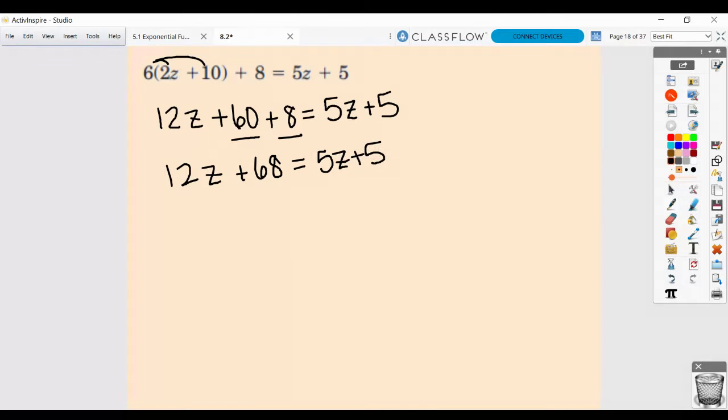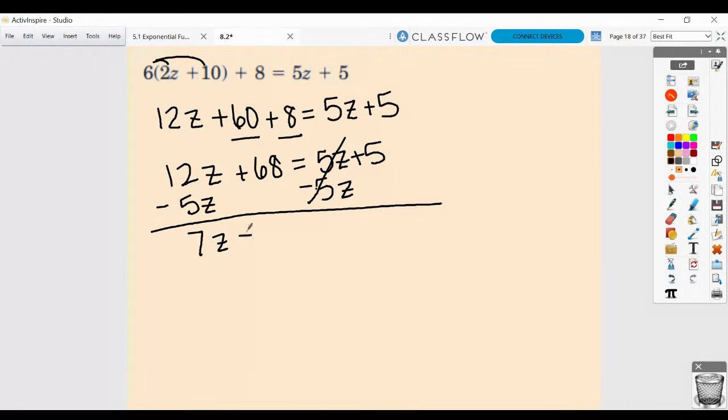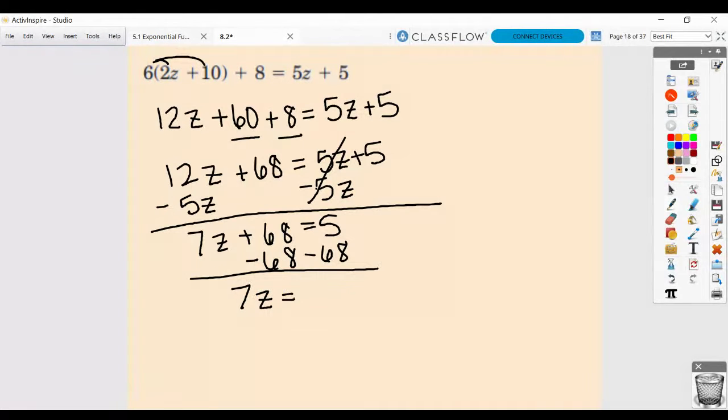And then I need to get my z's on the same side, so I'm going to subtract 5z. Those cancel. 12 minus 5 is 7. And then I'm going to subtract 68. Five minus 68 is negative 63. Divide by 7, and z equals negative 9.